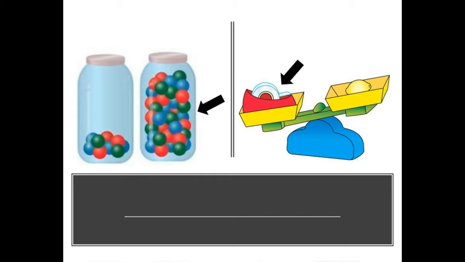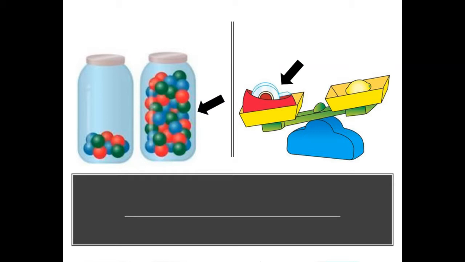Well, in the first picture, I noticed two jars of gumballs or jelly beans or some sort of candy, and one has less and the other has more. In the next picture, I notice a balance beam, and it looks like the tape dispenser weighs more or is heavier than the lemon.